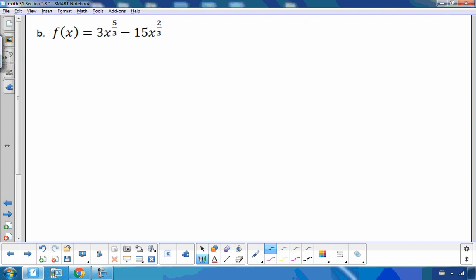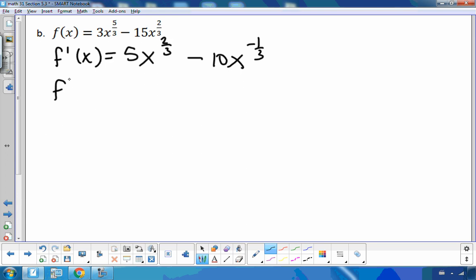Okay, let's try another one. So here we have f of x. So the first thing I'm going to do is find the first derivative. So bringing the 5/3 down times the 3, I end up with 5x, and then decrease my power by 1. Minus, bring the 2/3 down, multiplied by the 15, and I get 10x to the -3. That's my first derivative. So now I want to find my second derivative.